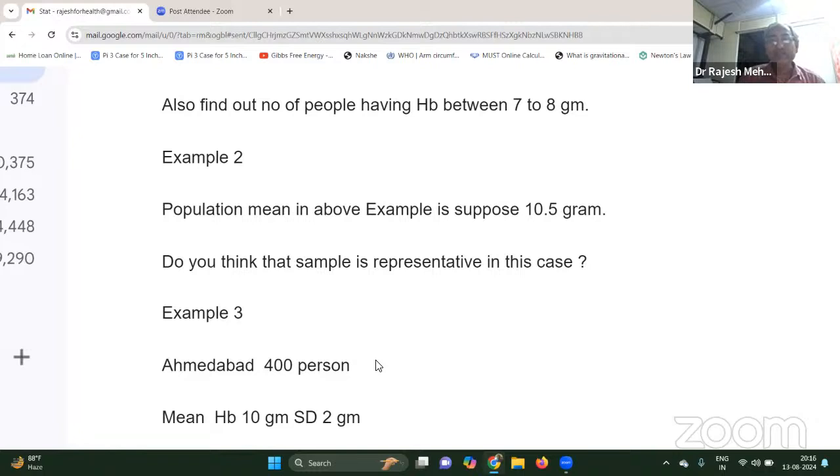Is that a clear example? Population mean belongs to sample mean plus minus standard error, or sample mean belongs to population mean plus minus standard error. But then it is beyond that. In this case Z is equal to 10.5 minus 10 divided by 0.1, which is the standard error. So you can say Z is 5. So the sample is not representative of the population.